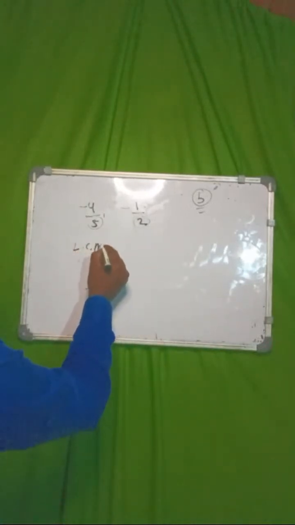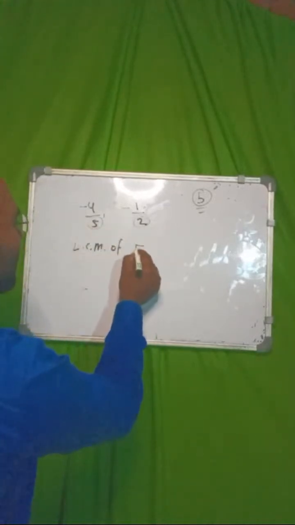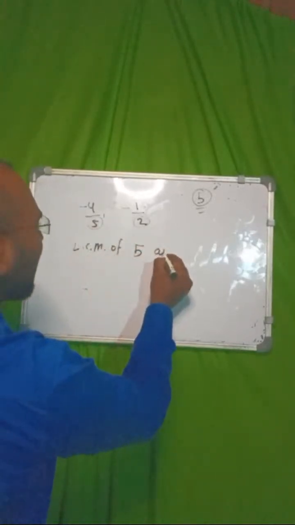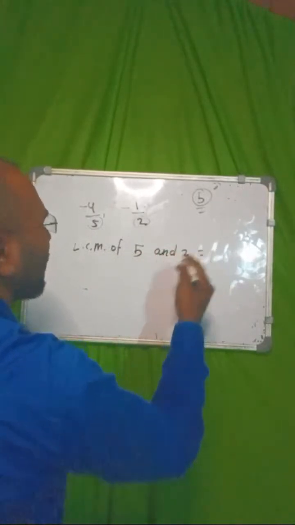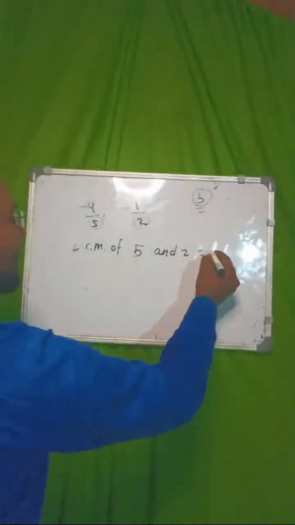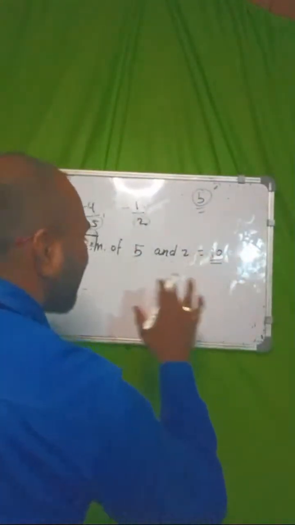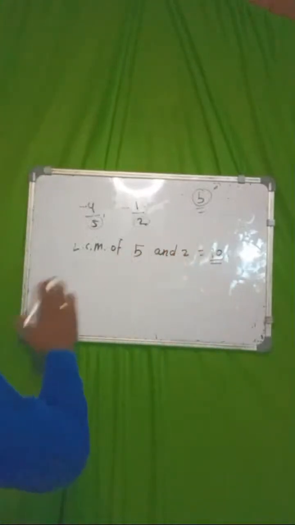If the denominators are different, first of all we have to find the LCM of the denominators. The first denominator is 5. LCM of 5 and 2. Who can tell me the LCM of 5 and 2? What's the LCM of 5 and 2? Okay, 10. So LCM of 5 and 2 is equal to 10. This step is clear. Now what's the second step?